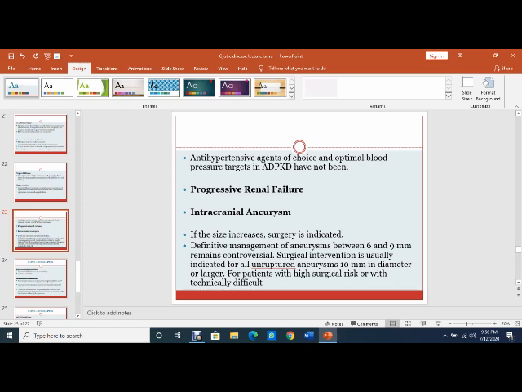Intracranial aneurysm: it depends upon the size when surgery is indicated. If the aneurysm size is between 6 and 9 mm, it remains controversial. Surgical intervention is usually indicated for all unruptured aneurysms in which the size is 10 mm in diameter or more than 10 mm, except in patients with high surgical risk or technical difficulty.